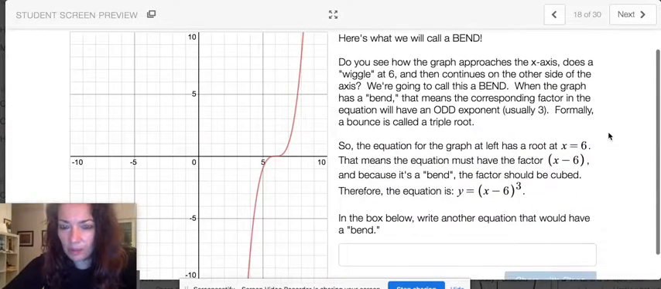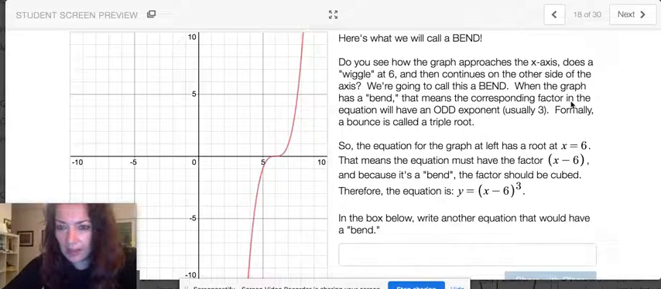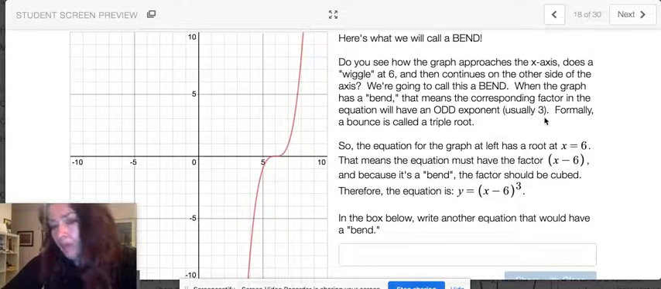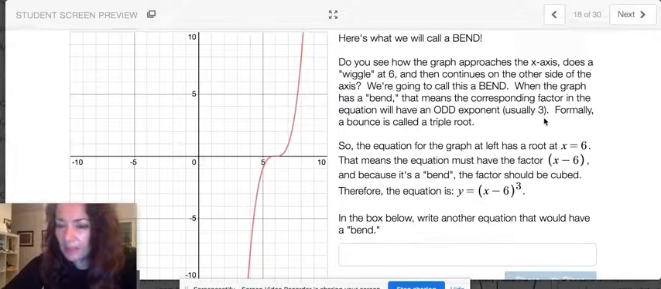Here's what we call a bend. Do you see how the graph approaches the x-axis, does a wiggle at 6, then continues on the other side? That means a corresponding factor in the equation will have an odd exponent, usually 3. So all that means is odd, so anything that is a degree 3, a degree 5, a degree 7 will have this kind of bend. Normally what happens, the higher the degree gets, the wider the bend is right here, but we will only be looking at degree 3 for now.